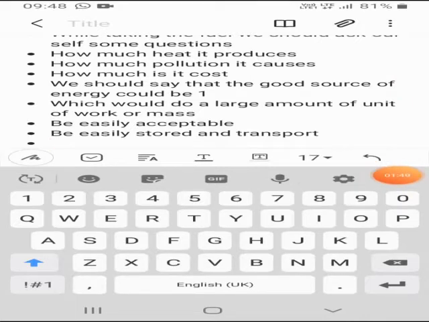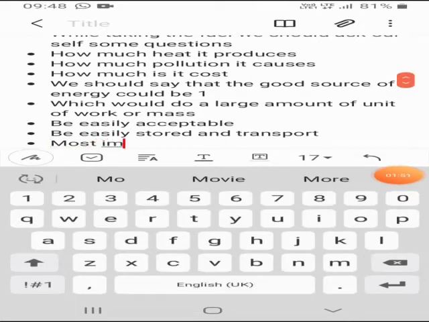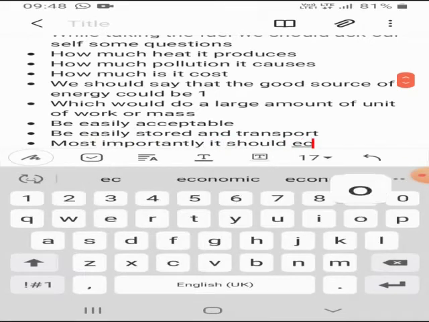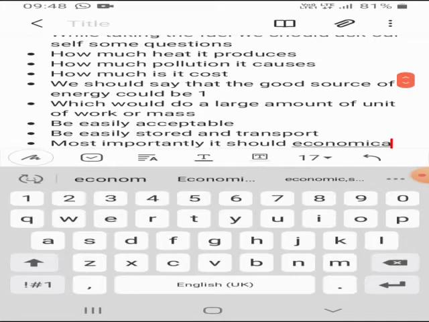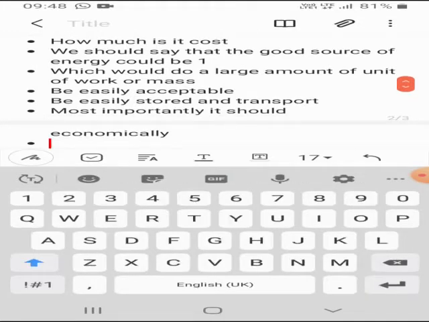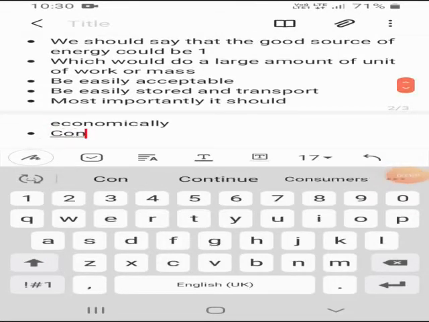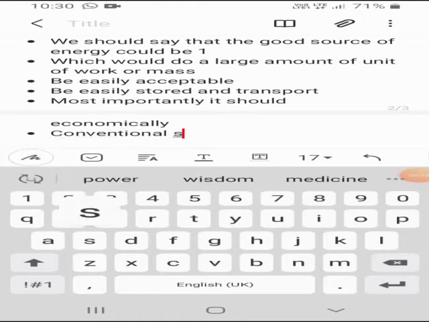Importantly, it should also help economically. So these types of sources of energy that fulfill these following needs are called good sources of energy. They may ask this for 1 or 2 marks: how can we say a good source of energy? They may ask this about conventional sources of energy.